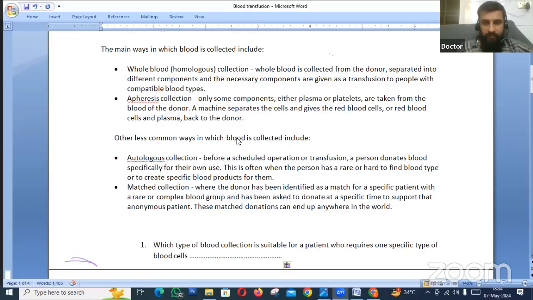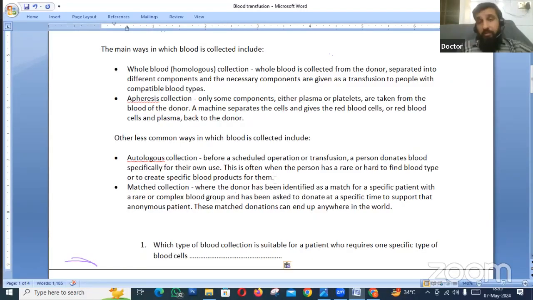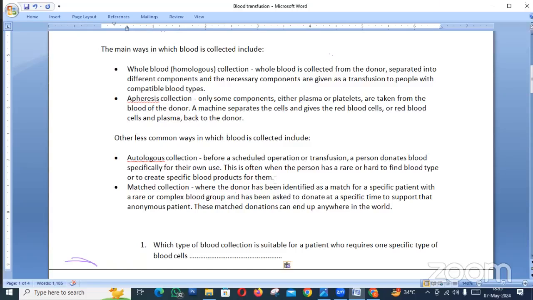So how will you find this answer? See in the text: before a scheduled operation or transfusion, a person donates blood for their own use. This is often when the person has a rare or hard to find blood type, or to create a specific blood product for them. People, you can find similar words in autologous collection, in apheresis collection, and in whole blood also.